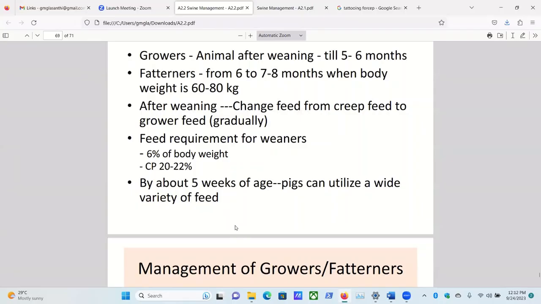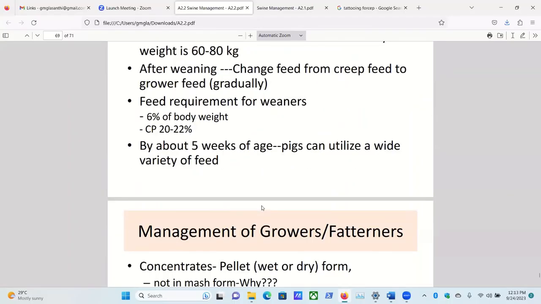So normally we rear them as growers up until 5 to 6 months, and they become fatteners after 6 months of age. Normally a fattener will range between 60 to 80 kilograms in weight. And the feed requirement of weaners is 6% of their body weight. That means we should give feed at 6% of their body weight.